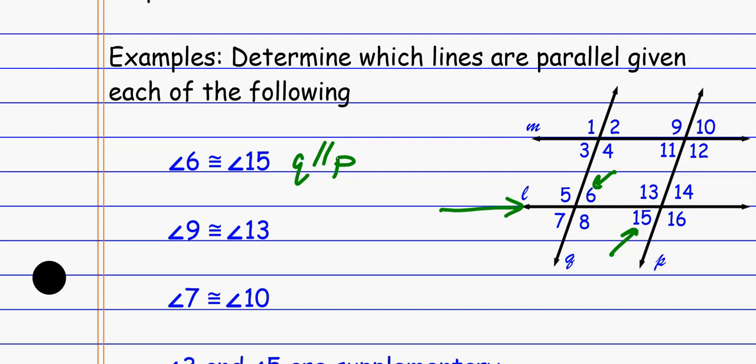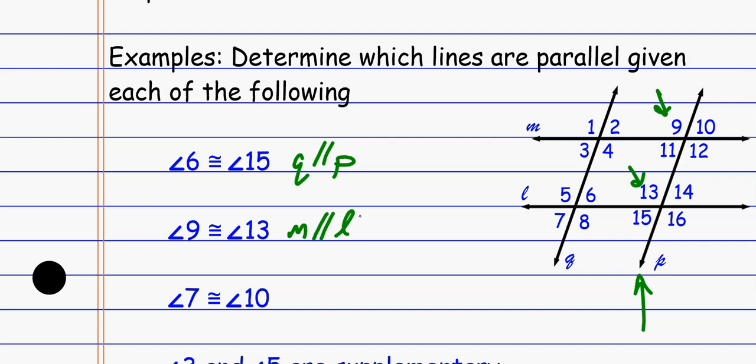Okay? If I hit the reset button, so pretend I don't have the 6 and 15 being congruent anymore. If I only was given angle 9 is congruent to angle 13. So again, comparing angle 9 and angle 13, if I look at those groups of angles, that makes line P the transversal. And 9 and 13 are corresponding angles. So if the corresponding angles are congruent, it tells me that the two lines being intersected are parallel. So M is parallel to L.